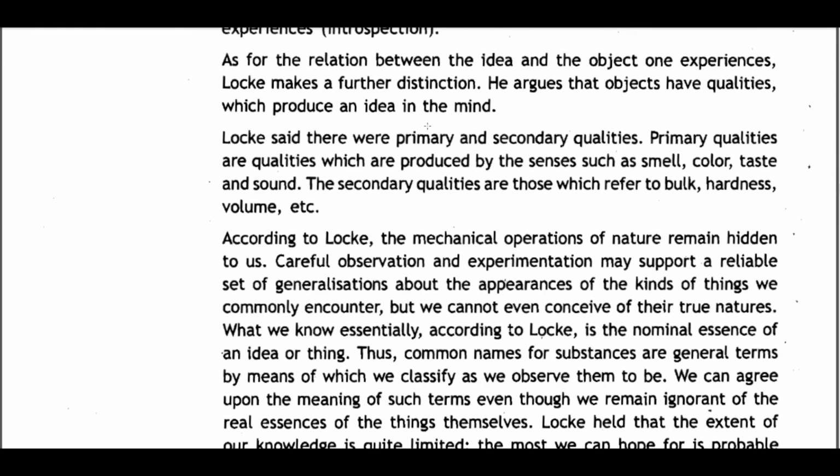As for the relations between the idea and the object, the experiences, Locke makes a further distinction. He argues that objects have qualities which produce an idea in the mind. Locke said there were primary and secondary qualities. Primary qualities are qualities which are produced by the senses, such as smell, color, taste, and sound. The secondary qualities are those which refer to bulk, hardness, volume, etc.